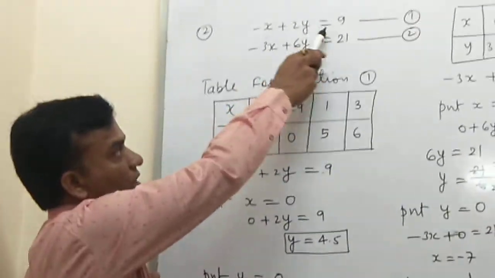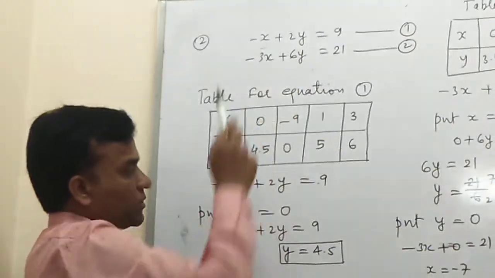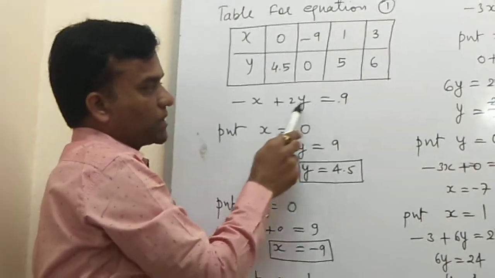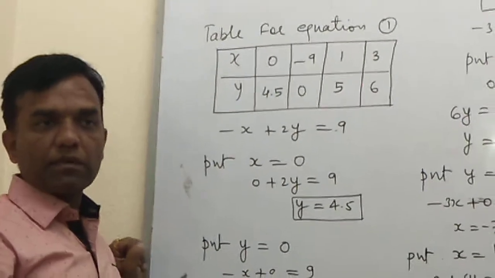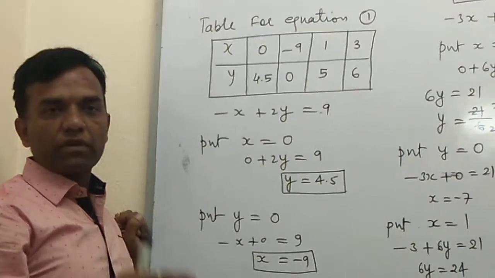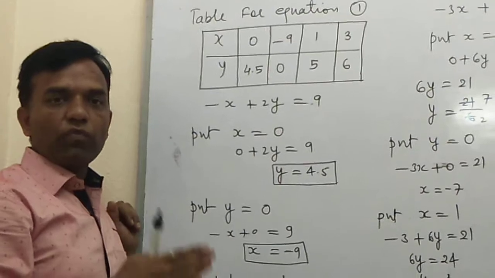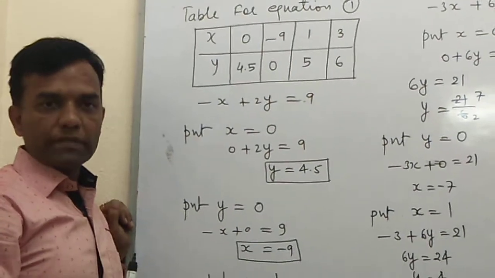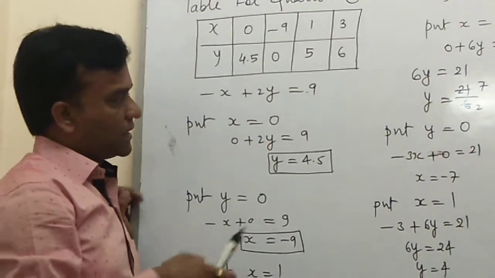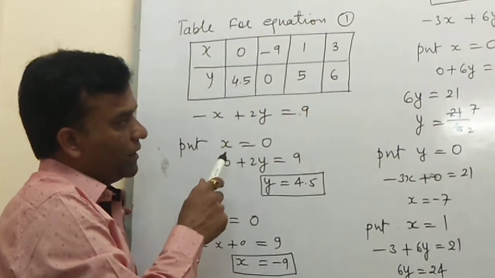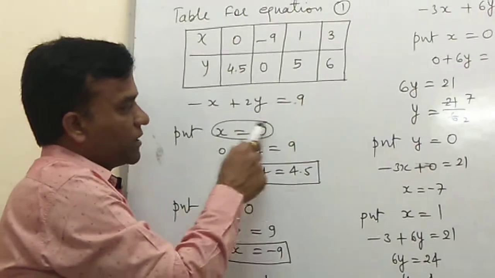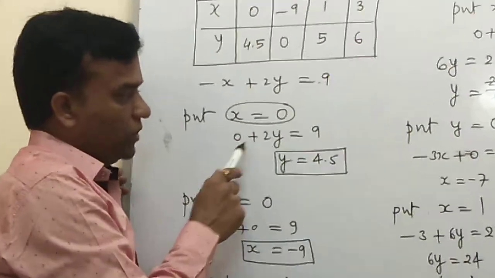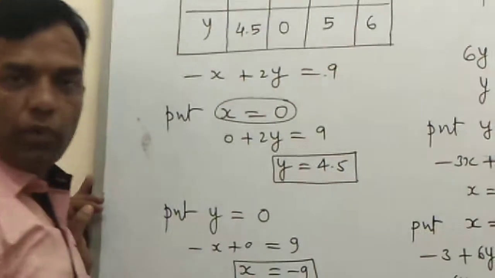So we draw the table the same here. Here we write down equation 1, minus x plus 2y equal to 9. And now again according to the same process, first you find the points on the axis. So how do you find a point on the axis? You substitute the value of the variable as 0. You put x as 0, then 2y equal to 9, so y equal to 4.5.